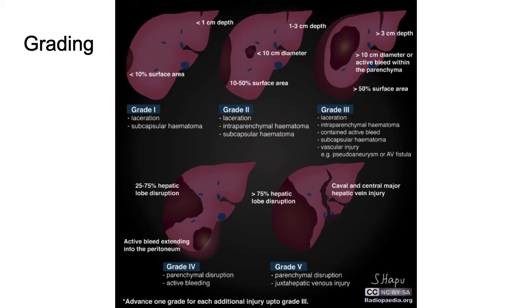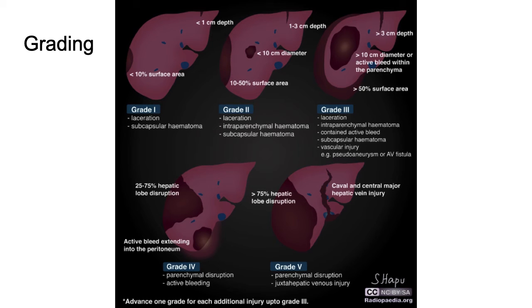Grades 4 and 5 are typically less seen because patients are hemodynamically unstable, which is an indication for an exploratory laparotomy. But if you do see them, usually there's a huge hepatic lobe disruption, and 25 to 75% makes it a grade 4. Greater than 75 makes it a grade 5.